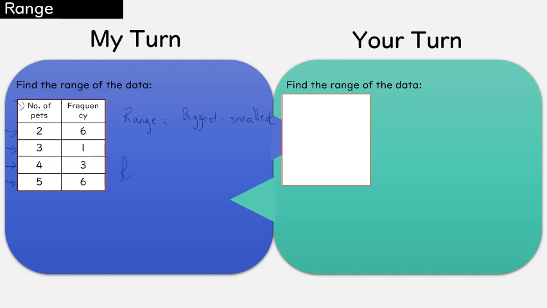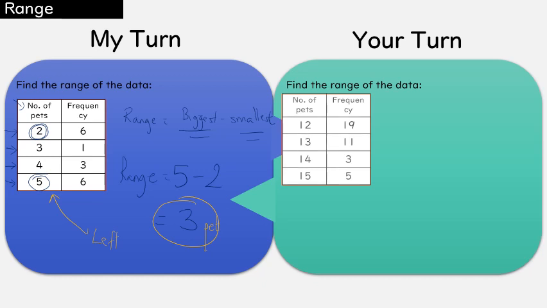3 people have 4 pets, and 6 people have 5 pets. But what's the range of the data? Well, the biggest, the most number of pets I could have is 5. And what's the smallest number of pets I could have in this table? 2. So the range is 5, take away 2. Notice we were looking down this left-hand column again instead of the frequency. So my range is 3 pets. I could have 5, take away 2 pets, so that's 3.